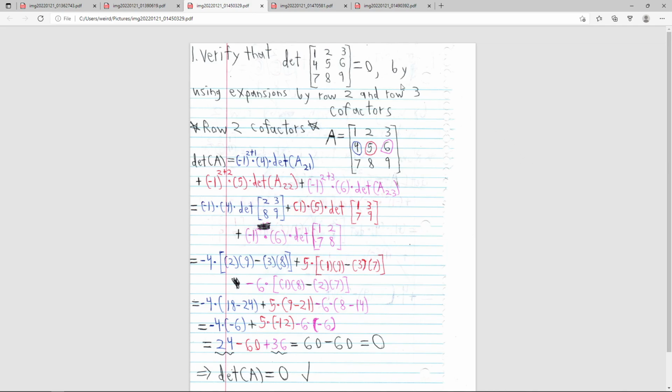Very quick. Verify that the determinant equals 0. This determinant is equal to 0 by using expansions by row 2 and row 3 cofactors. So cofactors are again part of this formula. It just means when you're doing it, you take it by row 2 and do it by row 3 as well. You do it both 2 different ways. You can also do it by columns, but rows usually works well enough.